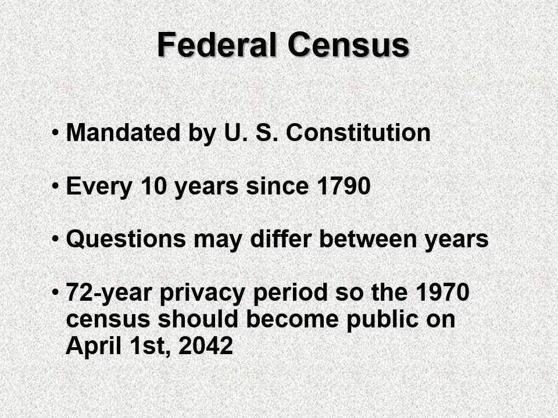There's some questions, obviously, that are the same, especially recently. There is a 72-year privacy period, so that the 1970 census should become public on April 1st, 2042. And people think for some reason that the 72-year rule is based upon life expectancy. It is not. It is not.